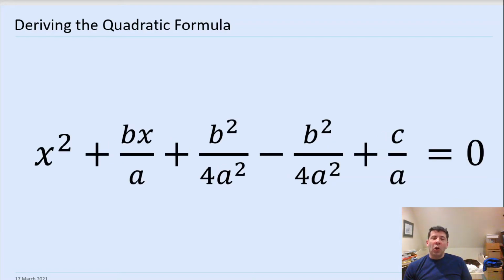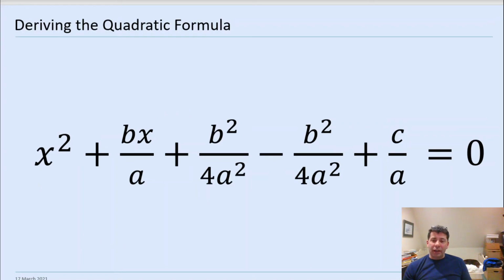Next, we're going to add in, now this looks a bit weird, but all will become clear further down the line. We add in b squared over 4a squared, then we take off b squared over 4a squared. So that's absolutely fine. That doesn't change anything. We've just added in a thing and taken off the thing. And that equals 0.